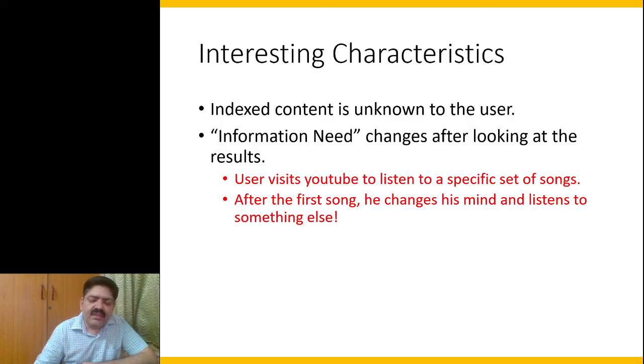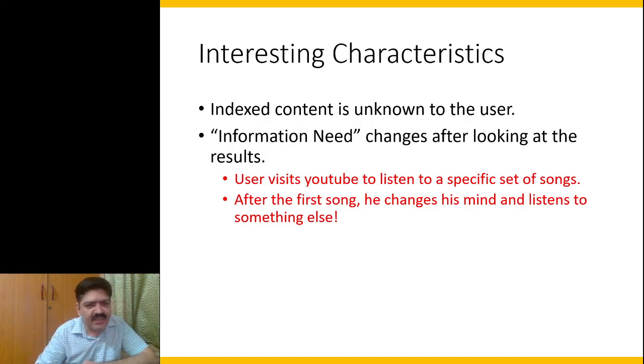So there are some assumptions we make. The indexed content is unknown to the user. So the user doesn't know how many relevant documents exist, and he only knows from the results that the retrieval system has retrieved which of them are relevant and not. And even there, we assume that he doesn't go too deep into the results, as in beyond the 10th page of results, let's say. And information need changes after looking at the results.